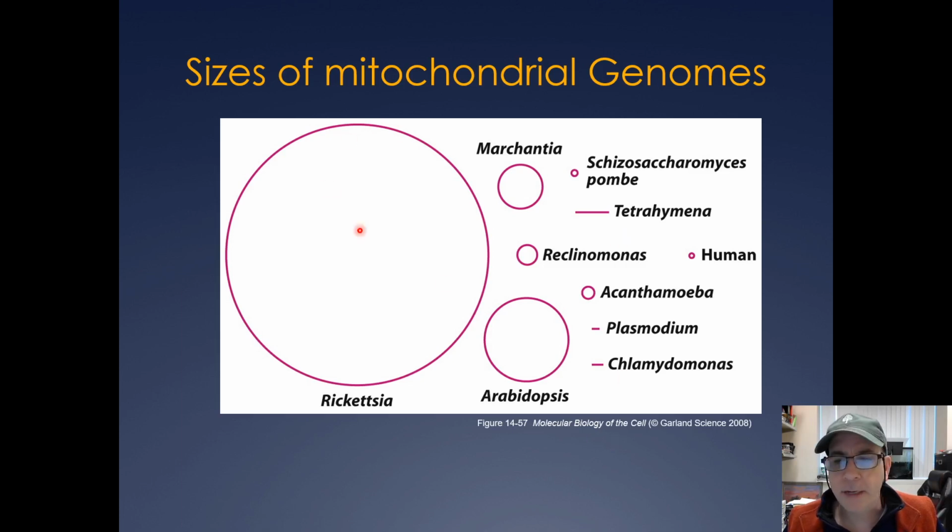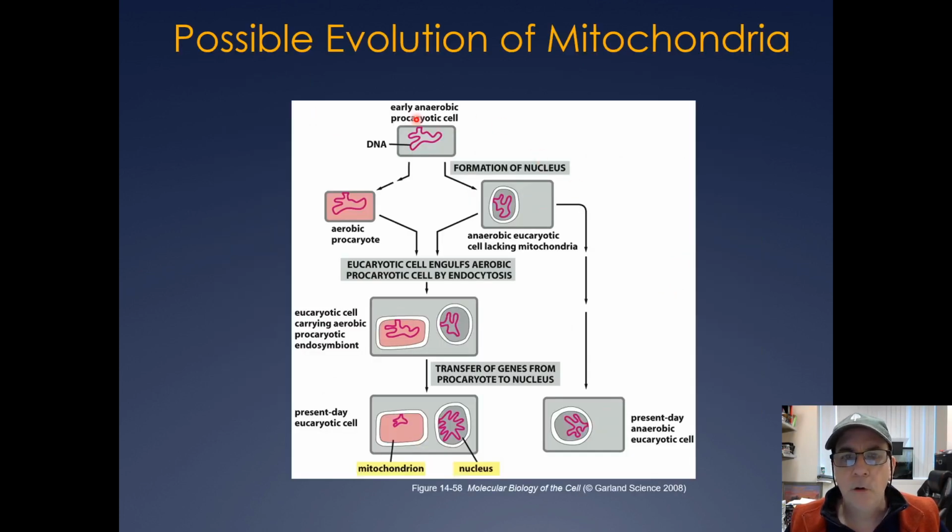Here's just a schematic of the relative sizes. Here's the human relative to some other organisms, and you can see the human is actually really small. And we covered this before, this is the evolution of the mitochondria. Here you have your early anaerobic prokaryotic cell. It's got the DNA that gets packaged into a nucleus, and then an aerobic prokaryote basically gets engulfed, and then there's this great symbiotic relationship and they start to share things where you have the mitochondria and the nucleus.